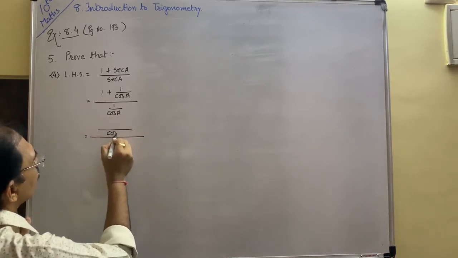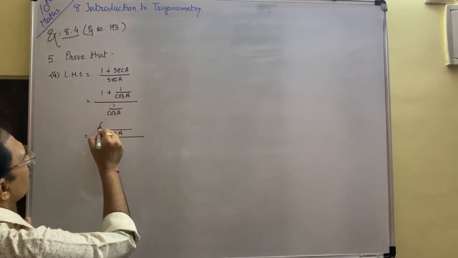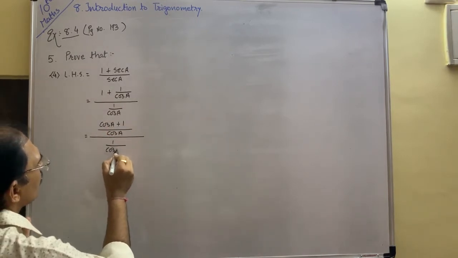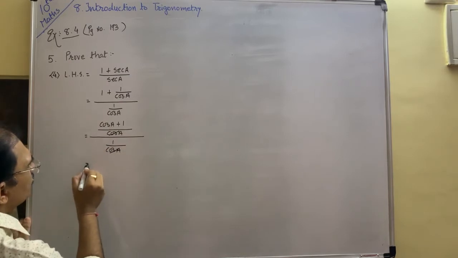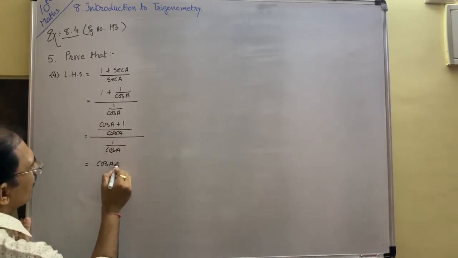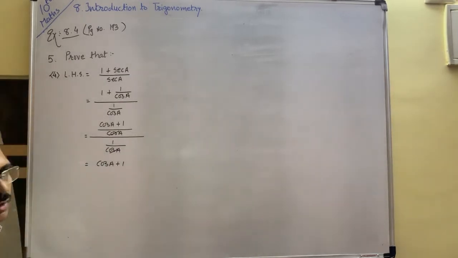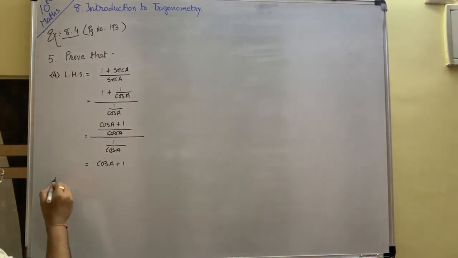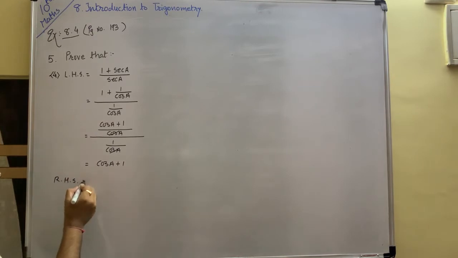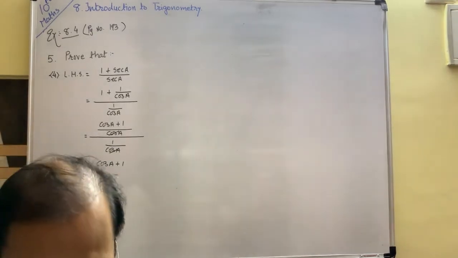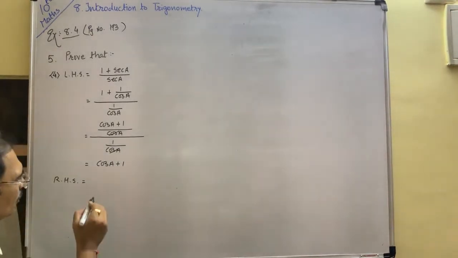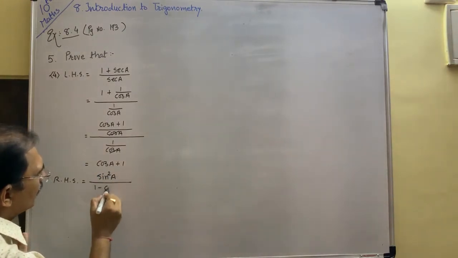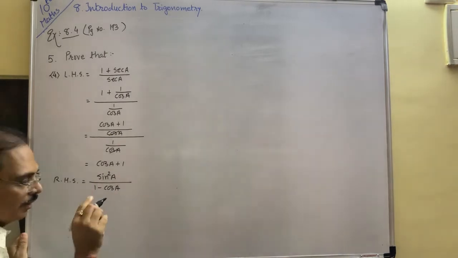LCM, cos into cos plus 1 upon 1 upon cos. Cos cancel, so this is cos A plus 1 or 1 plus cos A. Both denominators are the same, so they are cancelled. Now take RHS. RHS right side is sin square upon 1 minus cos. Sin square A upon 1 minus cos, not cos square, remember.